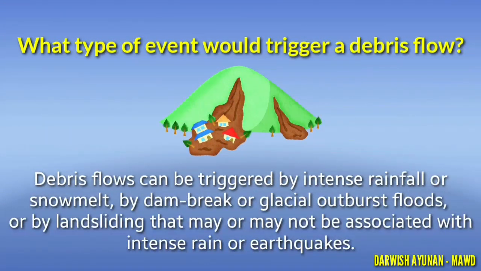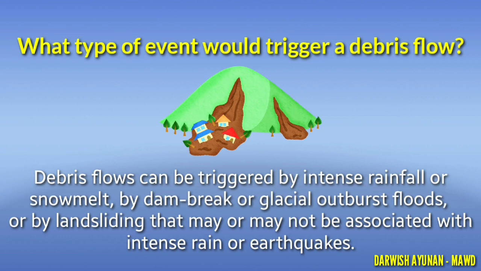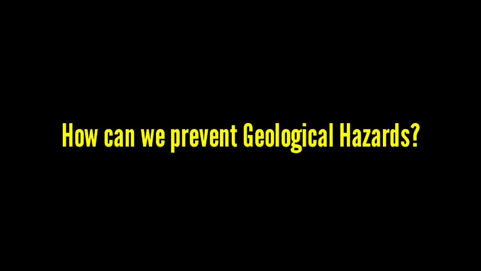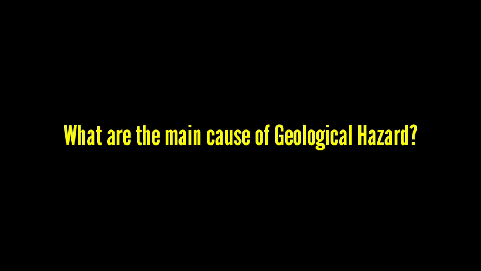What type of event would trigger a debris flow? Debris flows can be triggered by intense rainfall or snow melt, by dam break or glacial outburst floods, or by landsliding that may or may not be associated with intense rain or earthquakes. How can we prevent geological hazards? What are the main causes of geological hazard?